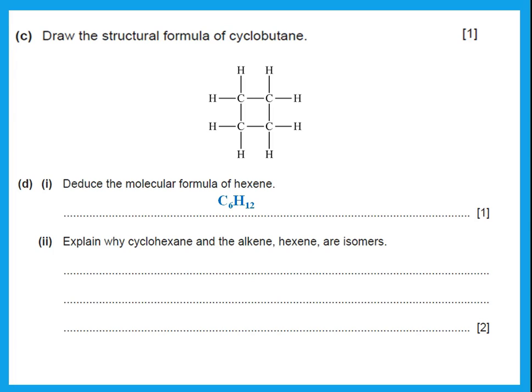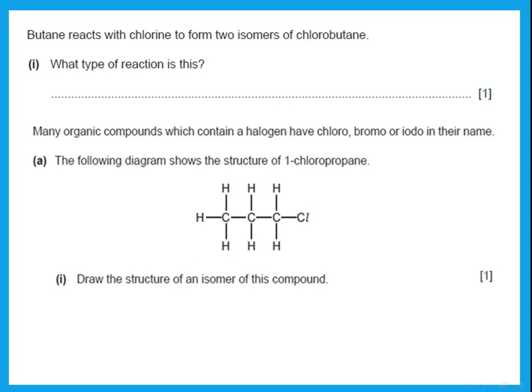Explain why cyclohexane and the alkene hexene are isomers. Remember that what we just found for the cyclohexane was that its formula is C6H12. Well, hexene also has a formula C6H12, and that means they are isomers because they have the same molecular formula but different structures. Okay?